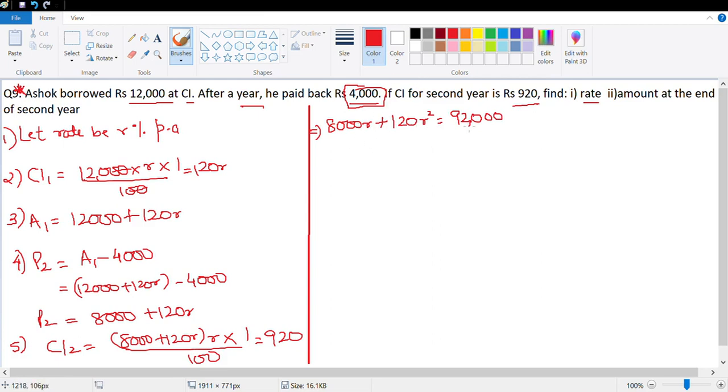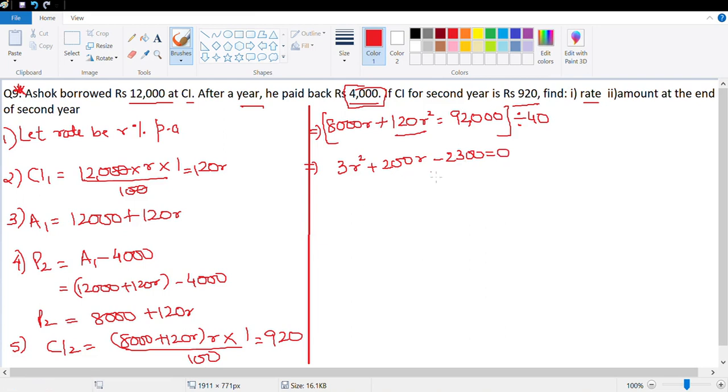Anything common between these three elements? Yes, I can divide all of them by 4. Yes, and a 0, so I can divide all of them by 40. If I divide this by 40, this becomes 120 divided by 40 is 3R square. 8,000 divided by 40 is 200R. And if I take this on this side, 92,000 divided by 40 is 2,300. This is equal to 0.